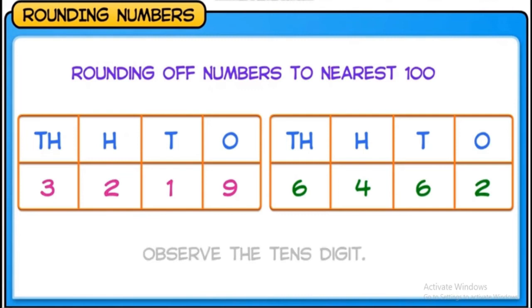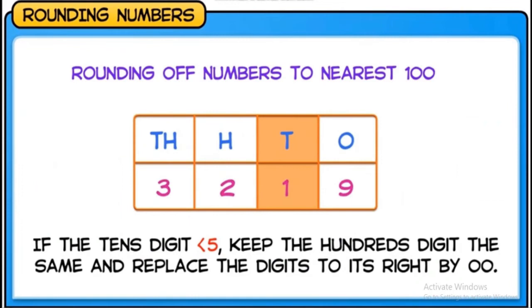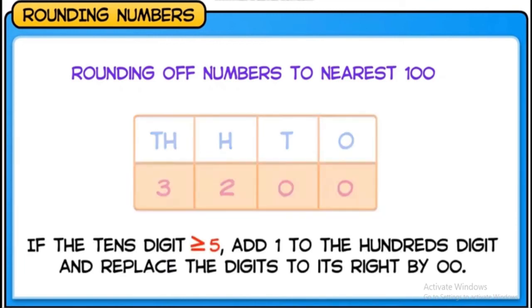To round off a number to its nearest 100, look at the digit to its right, or the digit at the tens place. If the digit at the tens place is less than 5, keep the hundreds digit the same and replace all the digits to its right by zeros. Thus, the number 3219 rounded off to the nearest 100 is 3200.